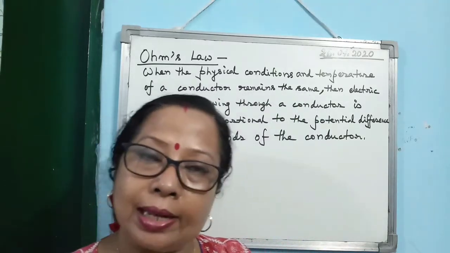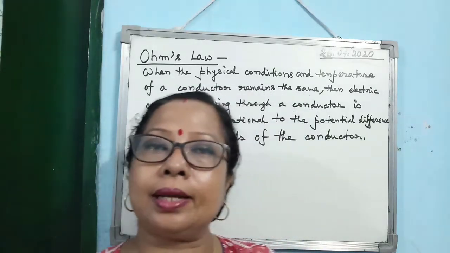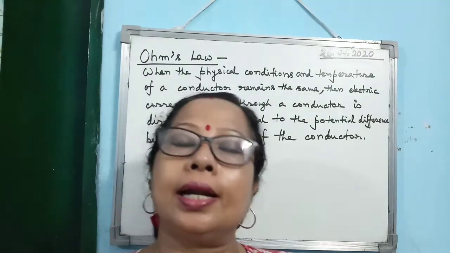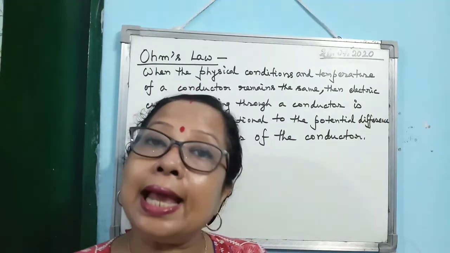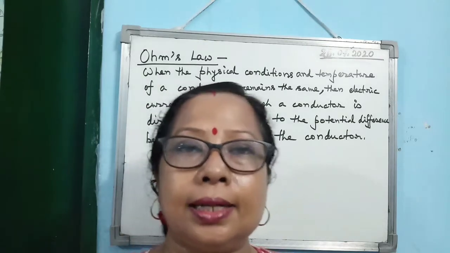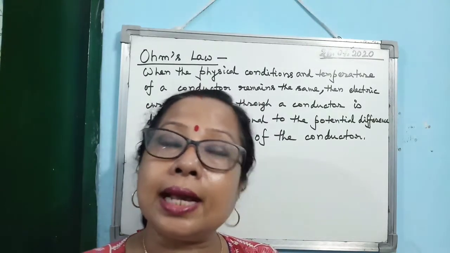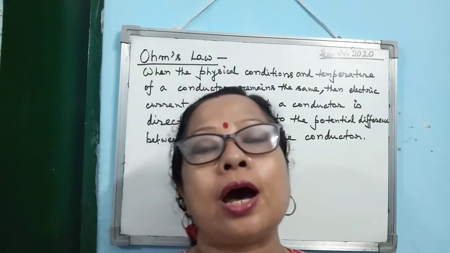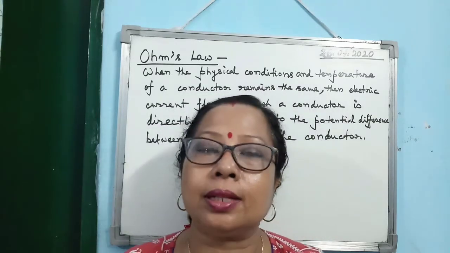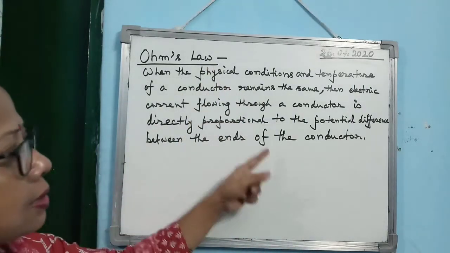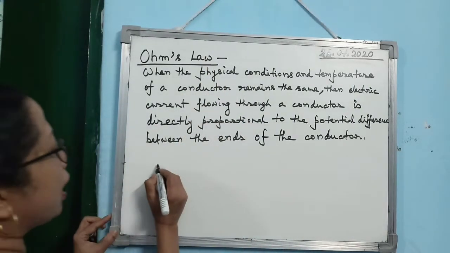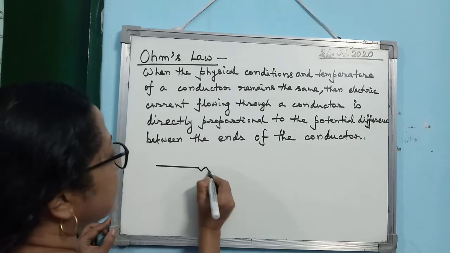So when length, cross-sectional area, material and temperature of a conductor remain the same, meaning you are not changing them, then the electric current flowing through the conductor is directly proportional to the potential difference between the ends of the conductor. So this is the statement. Now let us find out the meaning of the statement.